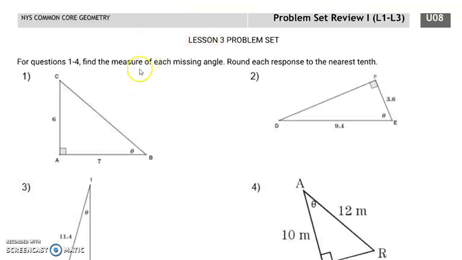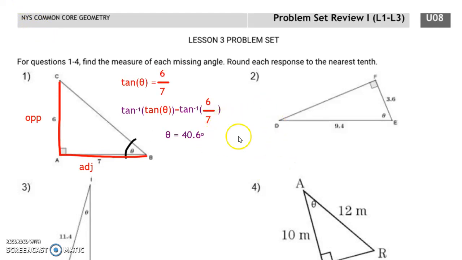All right, lesson 3 problem set. You're almost done. Pause the video, try these questions, and then see if you did it right. All right, before I do all of these for you, I want to go over the first one briefly. This question is different from the other questions because it has a missing angle, not a missing side. You know it's got a missing angle because it's got this symbol, which is the Greek letter theta. Theta is a symbol that we use for a missing angle.